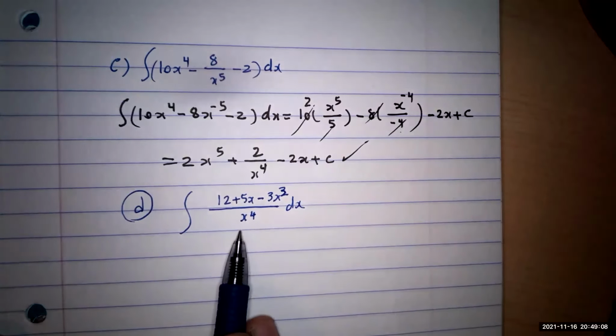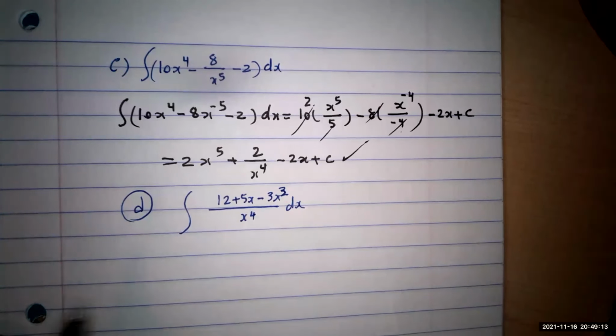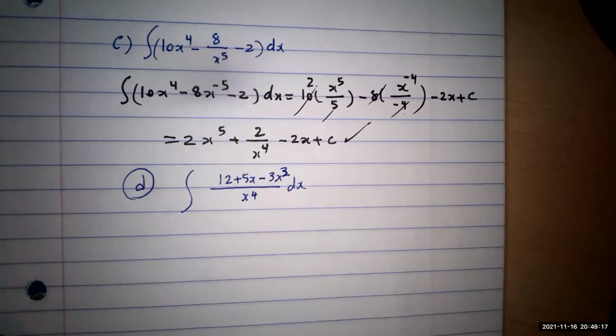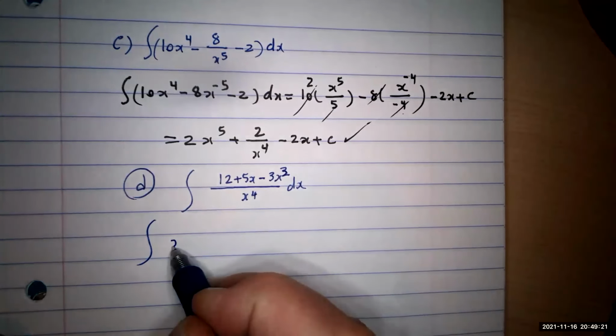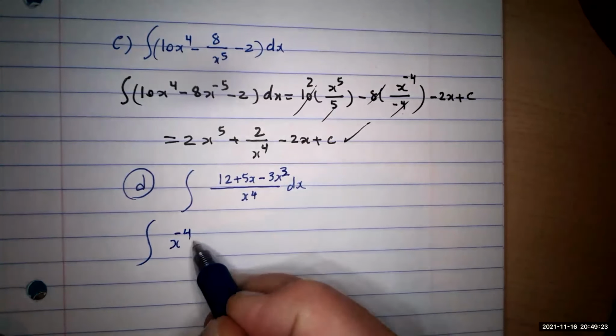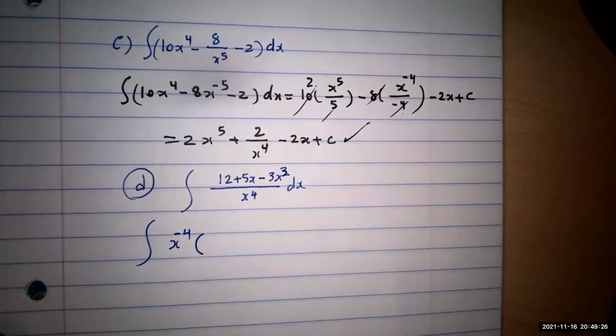Again, you see, x to the 4th, you have to move it up. But you got to be careful the way you write it down when you move it up. It's going to be x to the negative 4. But you have to open up the parentheses.